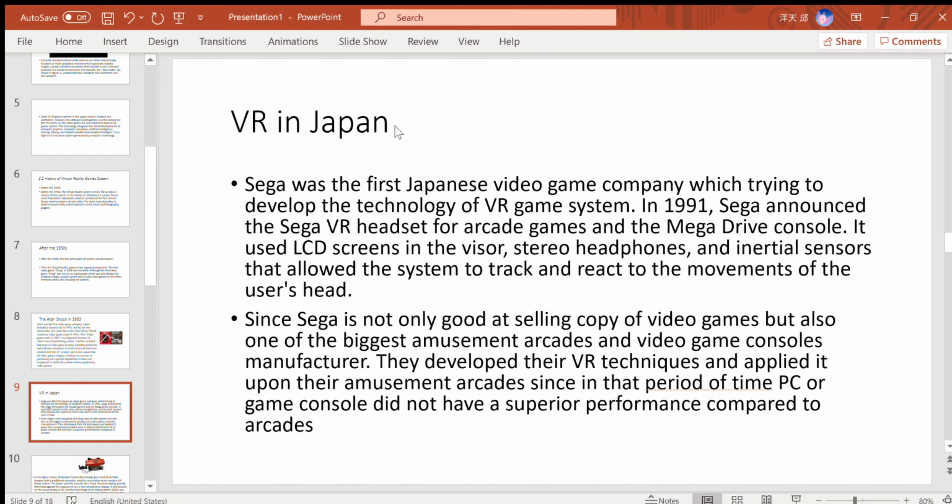Because Sega is not only good at selling copies of video games, but also one of the biggest amusement arcade and video game console manufacturers, they developed their VR techniques and applied them to their amusement arcades since then. In that period of time, PCs or game consoles did not have superior performance compared to arcades.